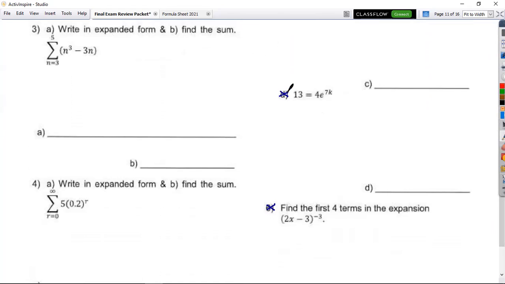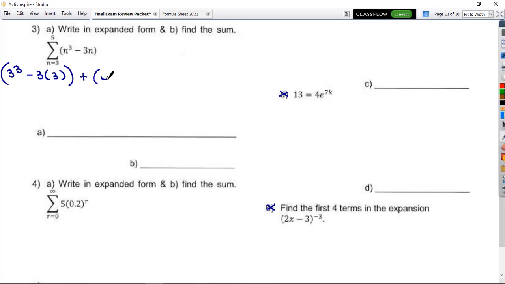So number 3, it says write it in expanded form and find the sum. So you're just going to do this out. So I'm going to first plug in a 3 here. So I would have 3 cubed minus 3 times 3. So that's my first term. And I'm going to do this just to keep it all together. And then plus.